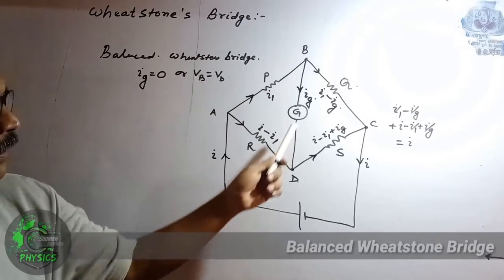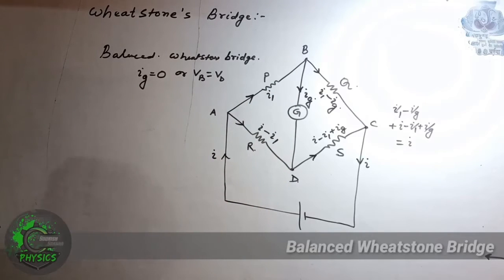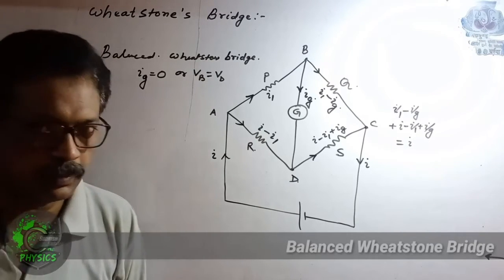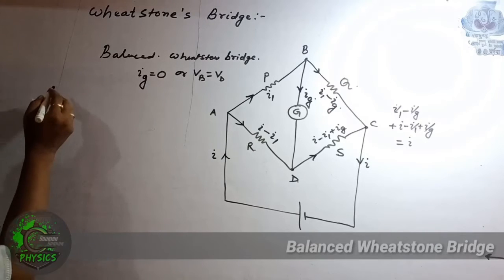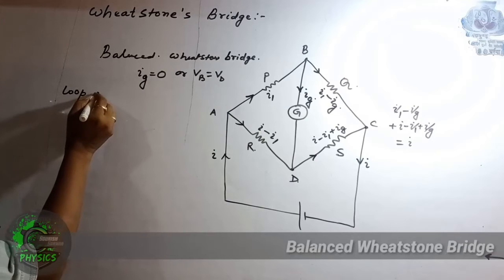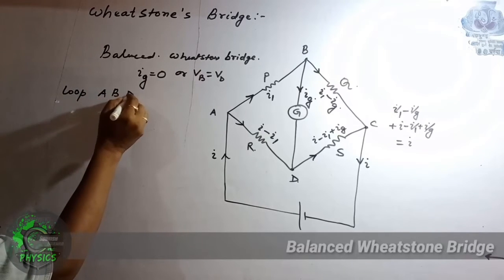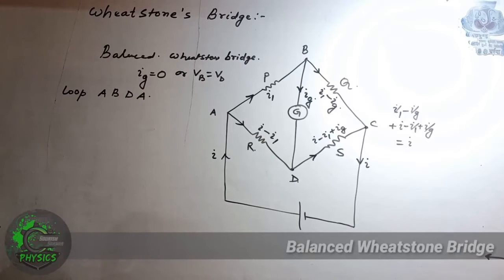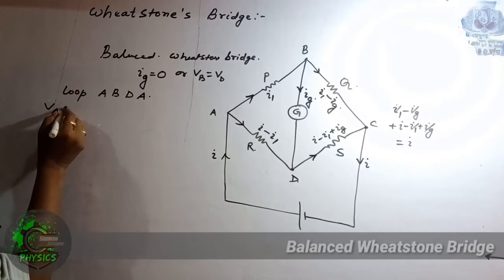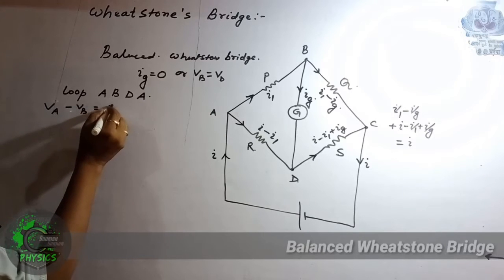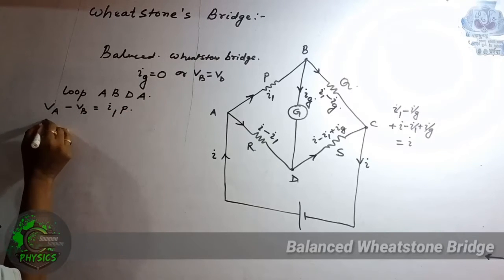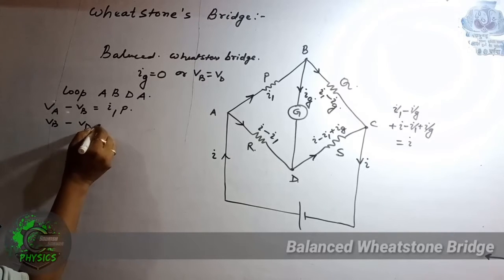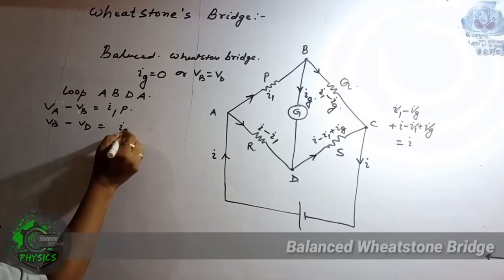Now, let us find out the condition of a balanced Wheatstone bridge. Conditions for the Wheatstone bridge to be balanced, we are trying to find out. Consider the loop. First, let us consider the loop A, B, D, A. In this loop, we can see VA minus VB equals I1P, VB minus VD equals Ig into G.